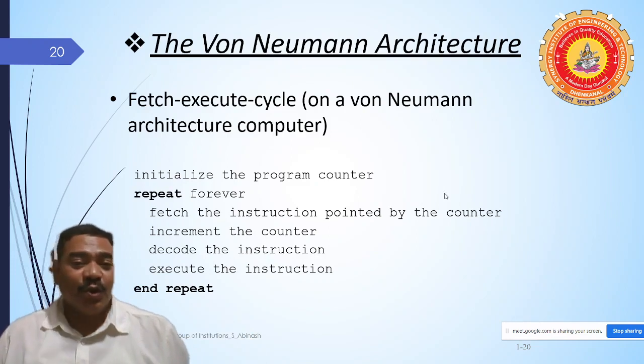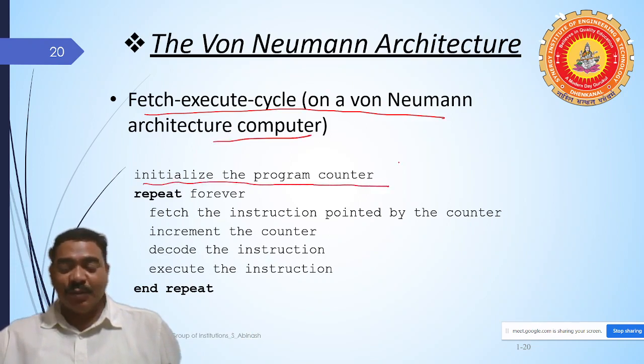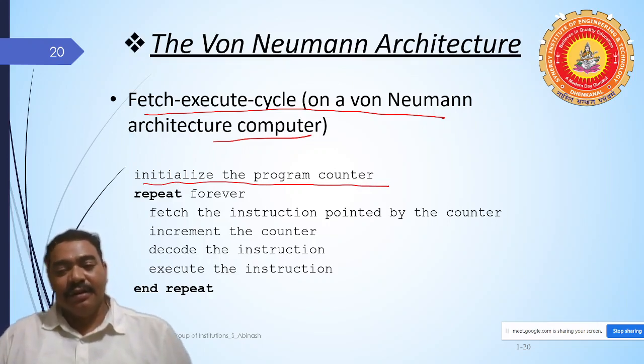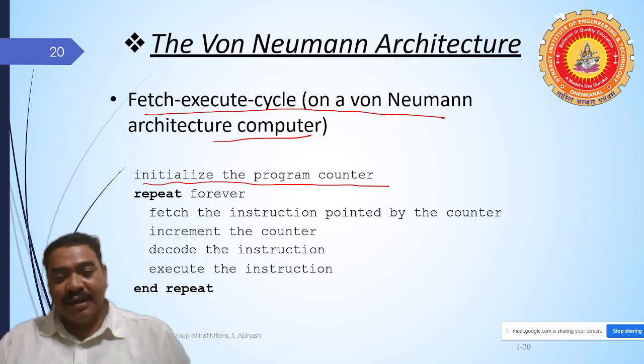Right. So the CPU fetch cycle of a John von Neumann architecture computer. First is initialize the program counter. So first, who will initialize the program counter? The loader actually. When you load the program inside the primary memory, at that time the loader will just inform the processor that the address of the first instruction is this. So from this, the program counter gets the first value.